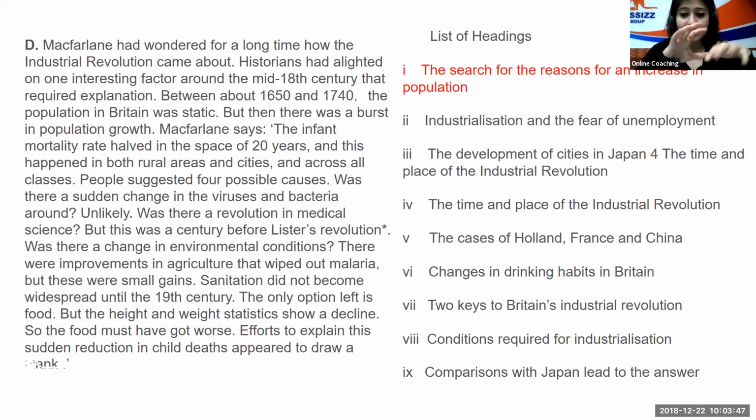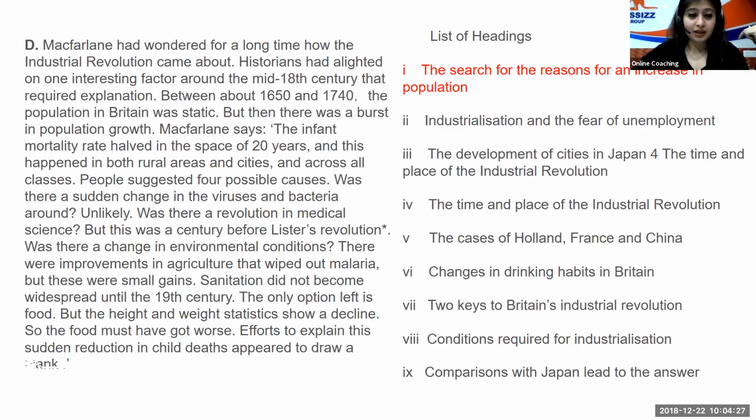Now, basically everything is revolving around population here, and I see it's Britain. So again, I cancel Japan, I cancel Holland, France, and China. I cancel the things that have been done. There is no industrialization here. Rather, I can see that there is something relating to population here. So that's why the answer for this is search for the reasons for an increase in population. If you go and see, the entire paragraph revolves around population and how it increased and why there are low child deaths. People are saying something. There are rhetorical questions made. There are assumptions made. So that's how I got to know this.